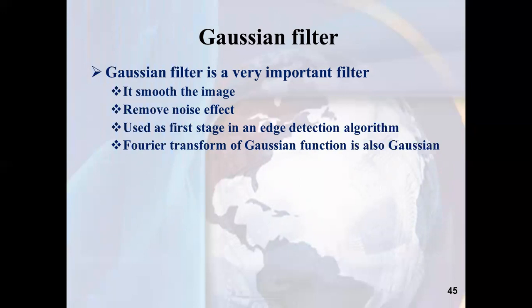Which is important, the Fourier transform of a Gaussian function is also Gaussian. This means when I apply any transformation on Gaussian, we will obtain also a Gaussian. So this is the importance of Gaussian filter. Of course, when we talk about Fourier transform, we will see the importance of this Fourier transform.